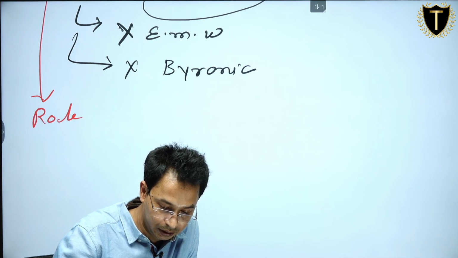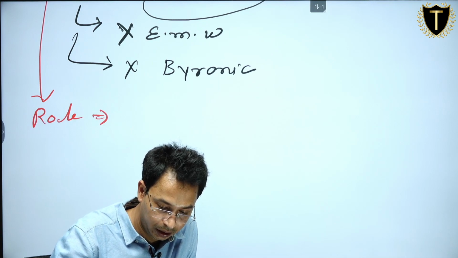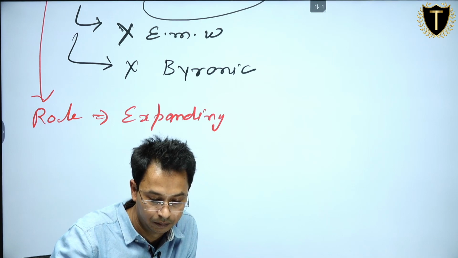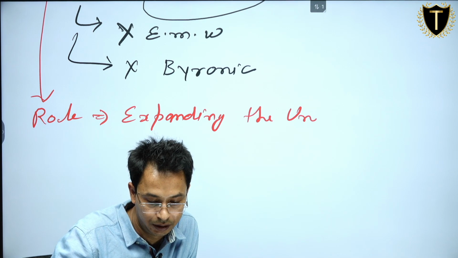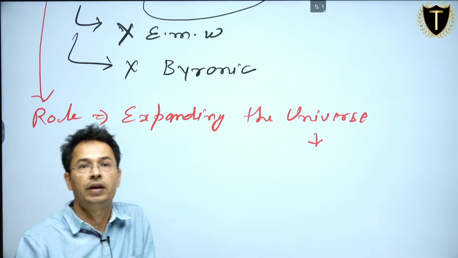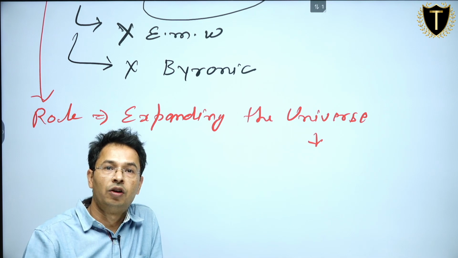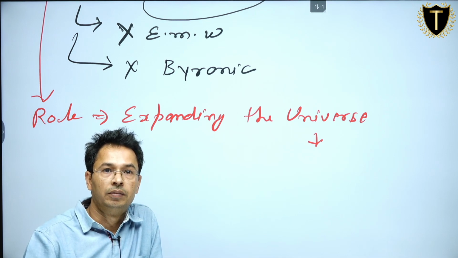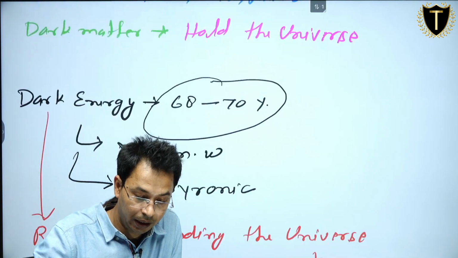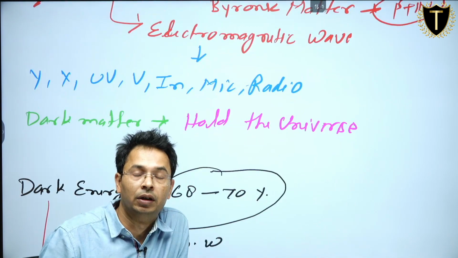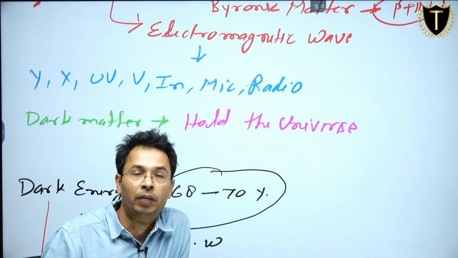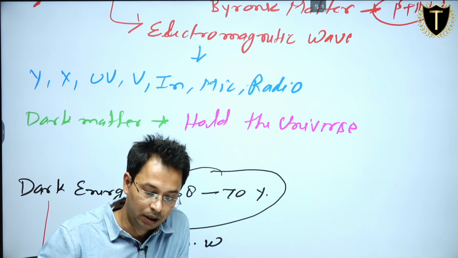The role of dark energy is expanding the universe. As we know, the universe is still expanding, and it is because of dark energy. So this was the composition of the universe, and there are some experiments going on. There are some missions by which we can detect dark energy.